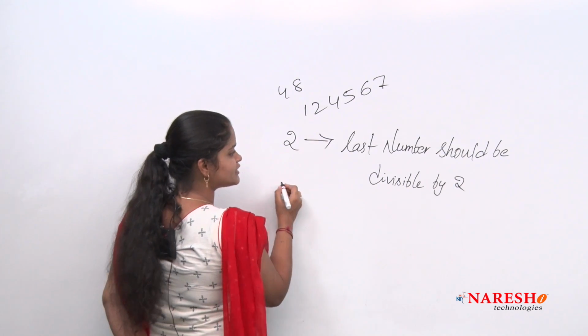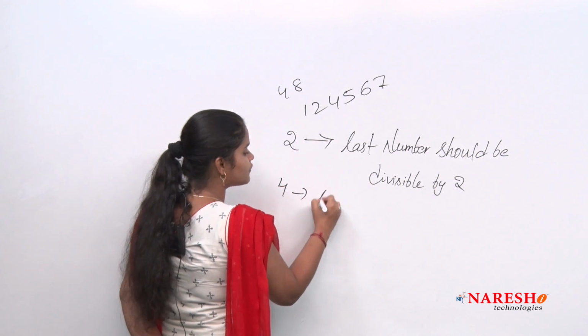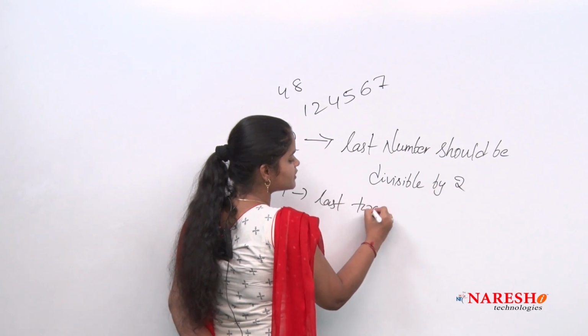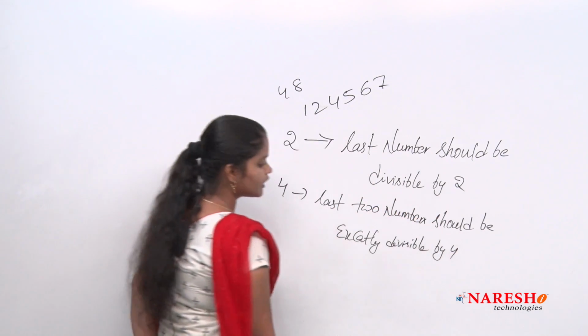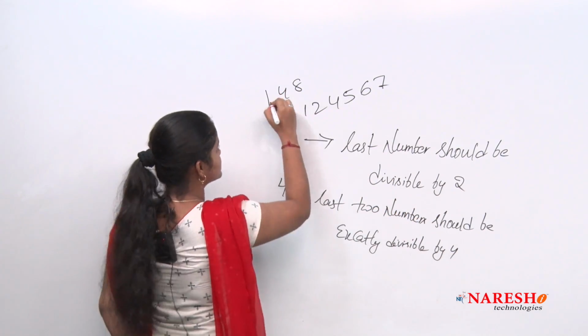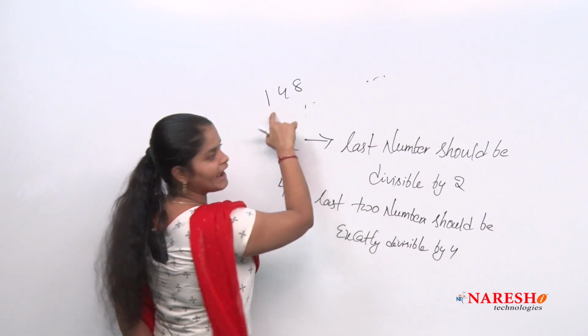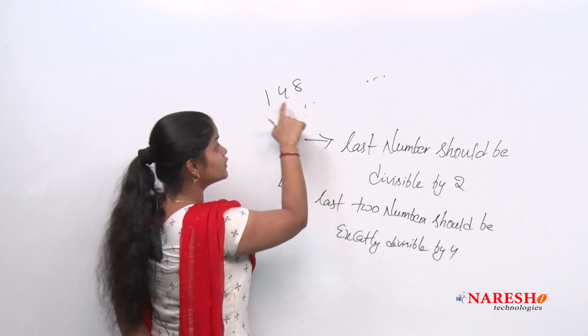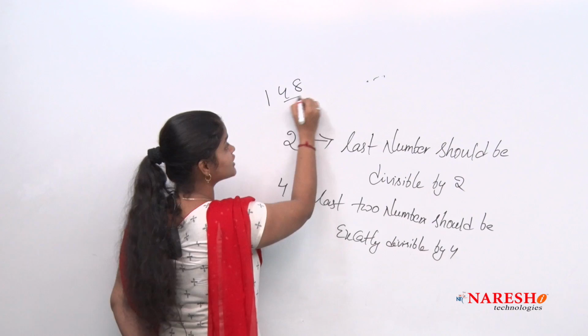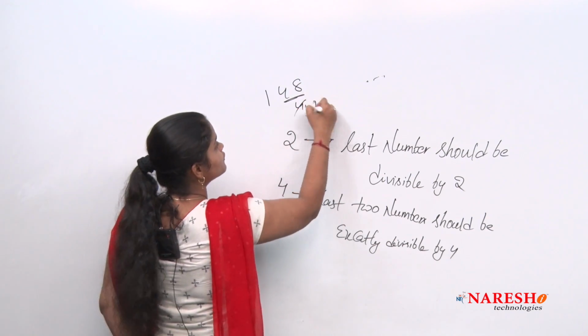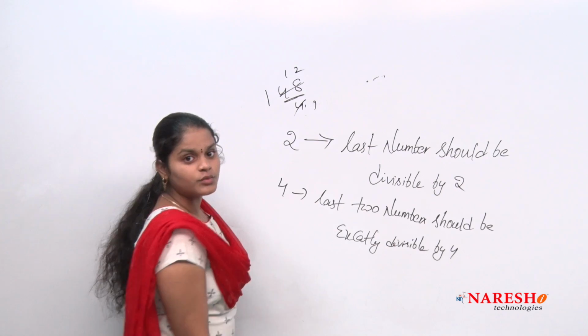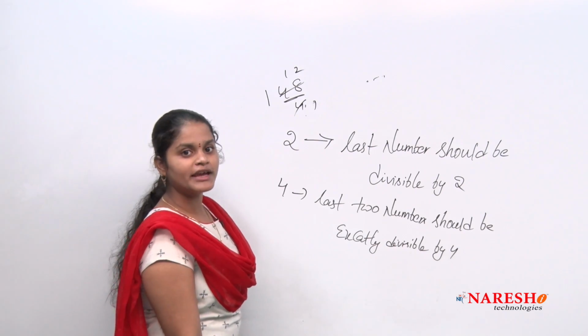Now let's see for 4. For 4, the last two numbers should be exactly divisible by 4. For example, the question is like 148. Is this divisible by 4? No need to check the entire number. I will just check the last two numbers, 4 and 8. Is this divisible by 4? Yes, exactly divisible. So the entire number is divisible by 4.